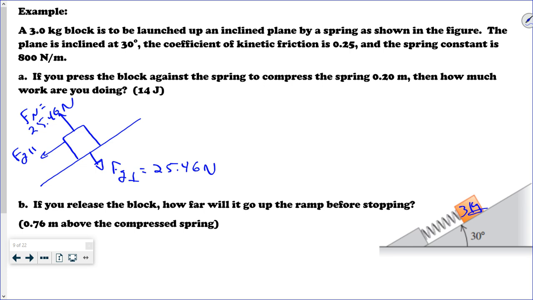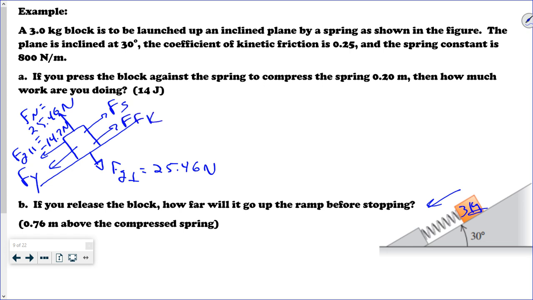Pushing it down, that F_G parallel is, let's call it, negative 14.7 newtons. There's going to be the force of U, which we don't know. And then going uphill, we've got two forces. The idea is if you're trying to compress the spring, it's going to resist that. So there's going to be an upwards force from the spring plus friction.